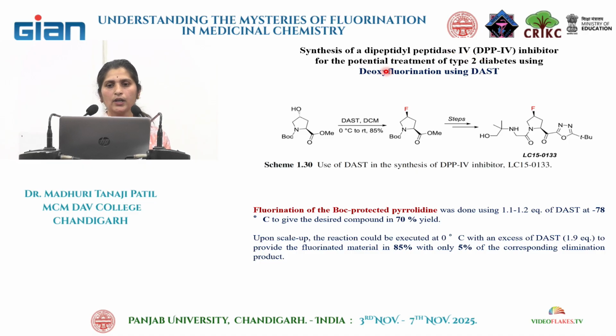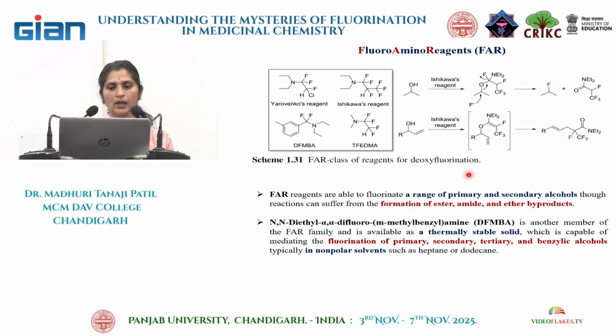Now synthesis of dipeptidyl peptidase inhibitor. Okay, this is a very good inhibitor for type 2 diabetes, and here it is shown how DAST is used to introduce fluorine. Okay, so with 1.1 to 1.2 equivalents of DAST at minus 78 degrees Celsius, you can get 70% yield of this compound, and through further transformation you can get your desired peptidase inhibitor compound.